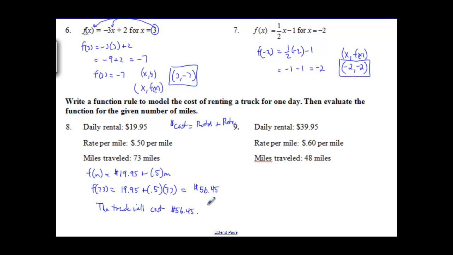Go ahead, hit pause, try number 9, and check back in a few seconds or minutes. Welcome back. Given the equation, f of m, where m is the miles we're inputting, equals $39.95 for the daily rental plus 0.6, or 60 cents per mile, times the miles. We inputted 48. You get $68.75 as the cost of the truck.